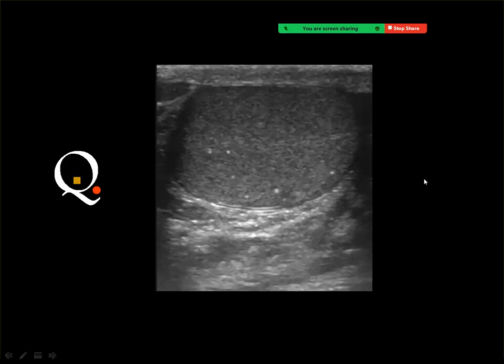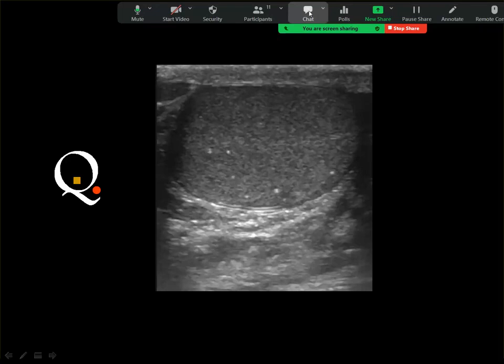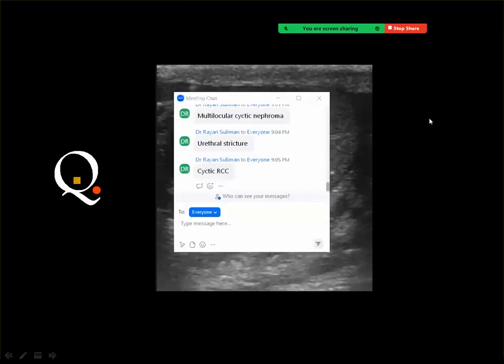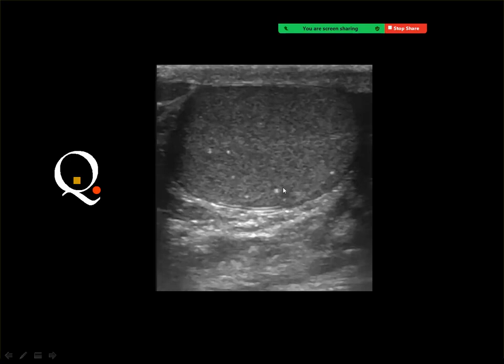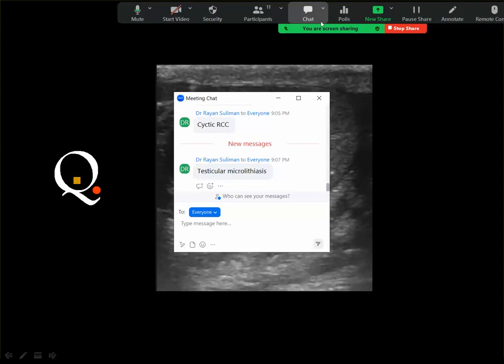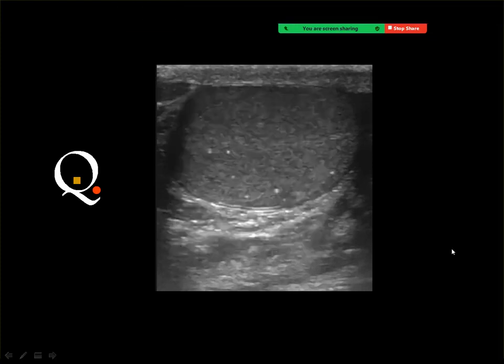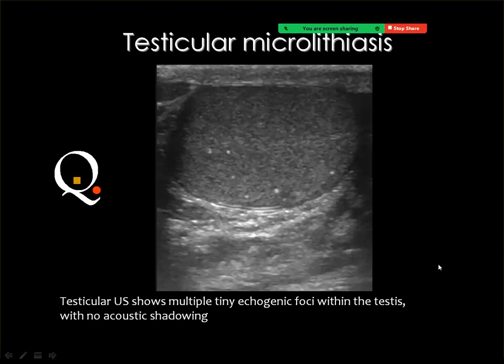Testicular ultrasound showing a classic feature which I think is commonly seen in clinical practice. Okay, these bright foci seen scattered through the testicle are diagnostic of testicular microlithiasis, and this is right.